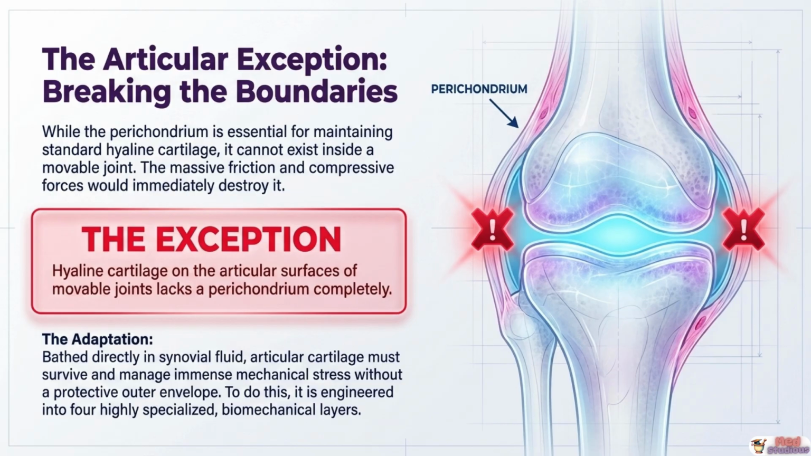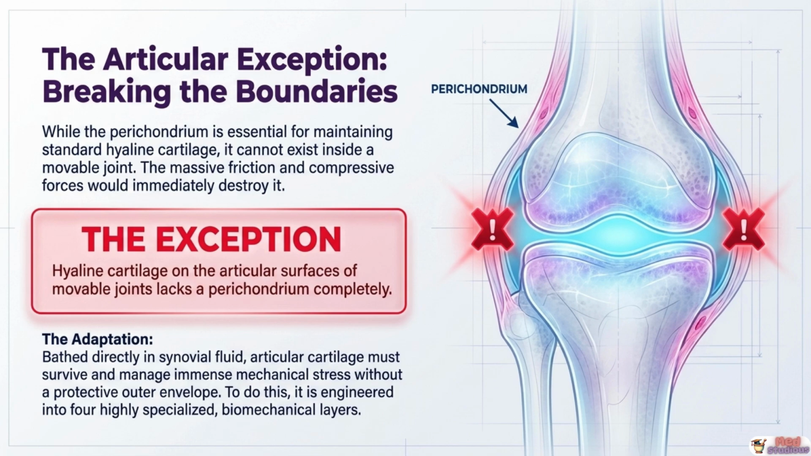It is a fundamental biological adaptation that defines the most clinically important form of hyaline cartilage in the body, articular cartilage. The hyaline cartilage that covers the opposing bone surfaces inside synovial joints, the articular cartilage of the knee, hip, shoulder, elbow, and every other movable joint, completely lacks a perichondrium. None. Zero. The perichondrium is absent from this surface entirely.